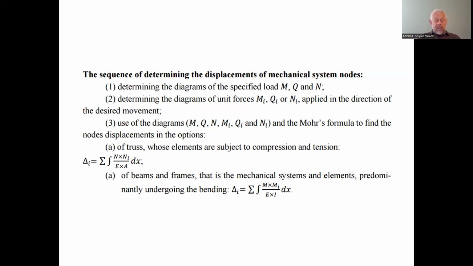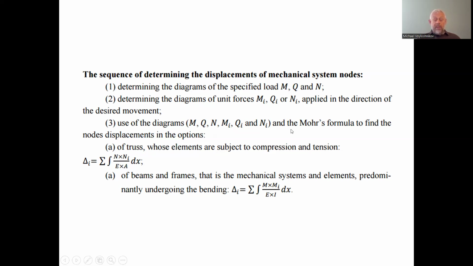Anyway, this is a unit effort applied in the direction of the desired displacement. We have to find the bending moment in the direction in which we want to find the displacement. Sorry, this could be a little mistake. Next, we can use the diagrams in the article, in point 1 and item 1, item 2.